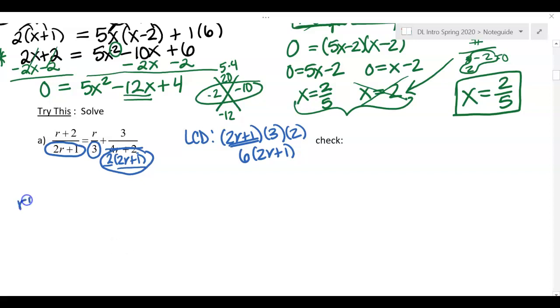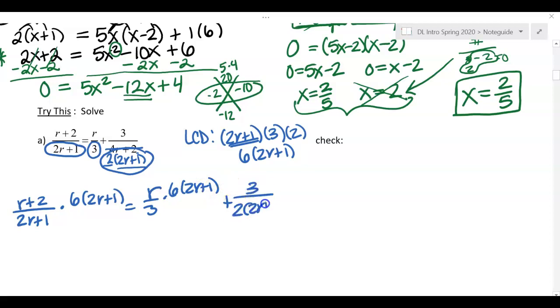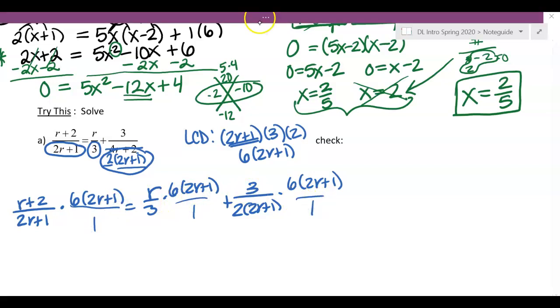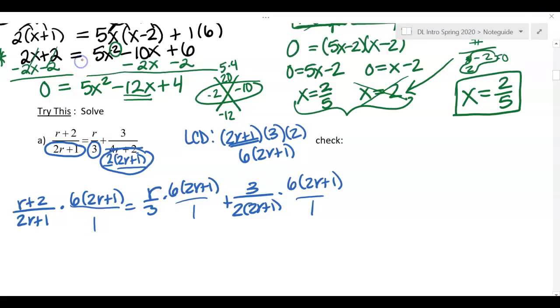Okay? So everything that was originally in my problem is going to get multiplied by 6 times 2r plus 1. Sorry, it takes a minute to set it up. If you have to, put 1s in the denominators here so you don't get confused. And then you're going to look at each chunk as far as what can be simplified. So you're looking here, here, here.